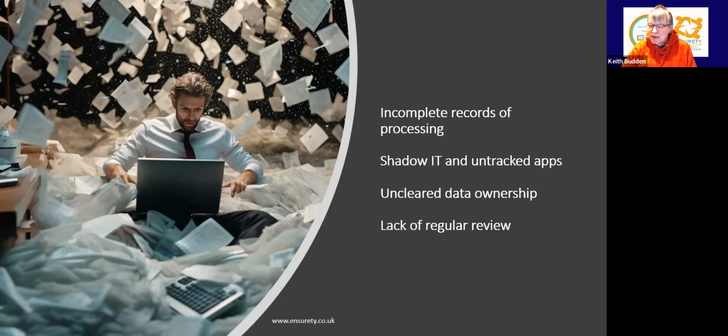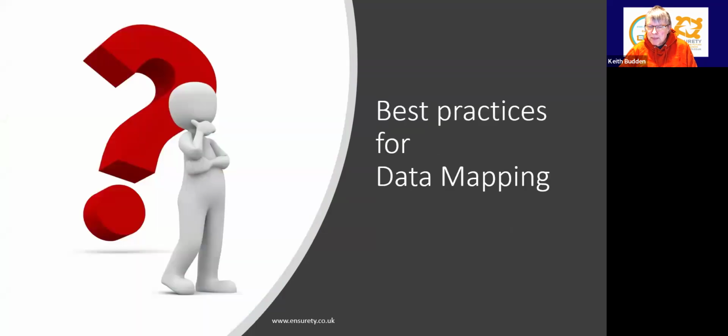But I suggest in most places, A, you aren't that confident, and B, it may well not be true. But things do change. So it's very important that your Article 30 register, your register of processing activities, is a living document. It shouldn't be a document that you create and then put on the shelf where it just sits there gathering dust. It should be a live document.